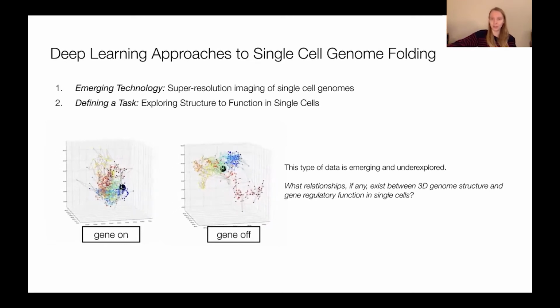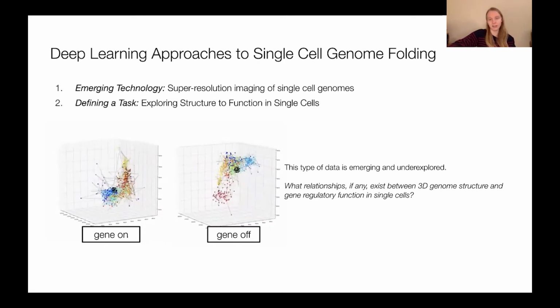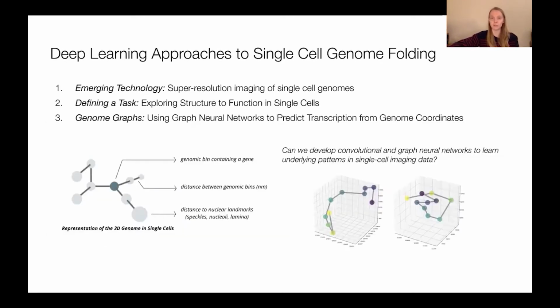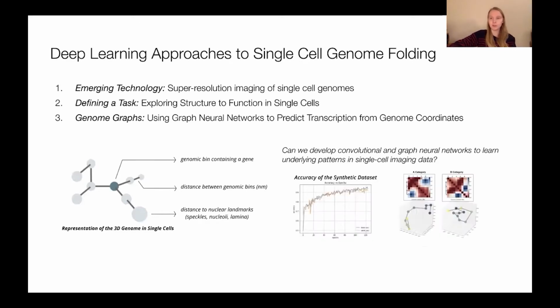But to do this, we'll need a way to represent the data modality. We'll use a graph where every node represents a genomic bin and every edge represents the distance in nanometers between two bins in 3D space. We could also include information about what's happening in the cell, like distance to nuclear speckles or nucleoli or the nuclear lamina.